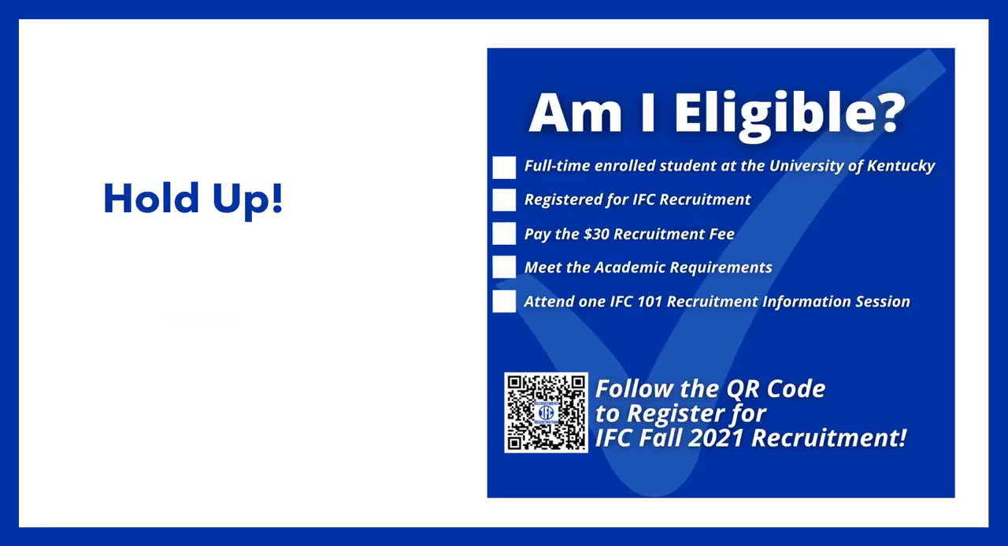So let's chat real quick about how to join. Before you can join, you need to make sure that you're eligible. The IFC eligibility requirements are an agreed-upon set of expectations any interested student must meet before they can participate in recruitment. Students must be full-time, meaning they need to have at least 12 credit hours. They must be registered for IFC Recruitment, pay the registration fee, which is $30. This is part of the registration process.